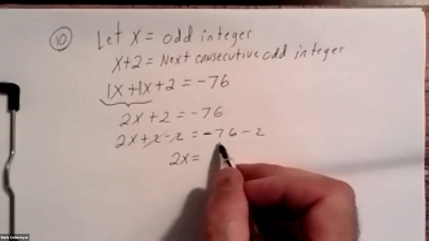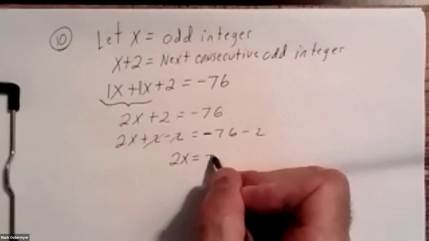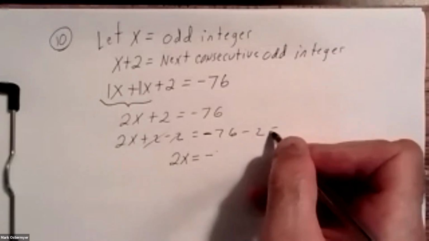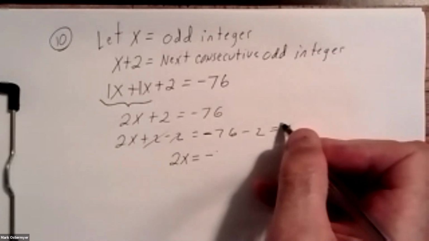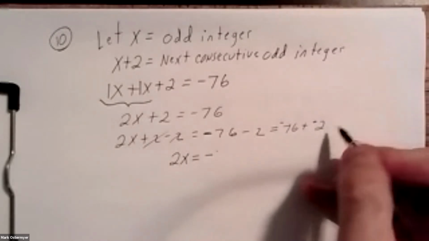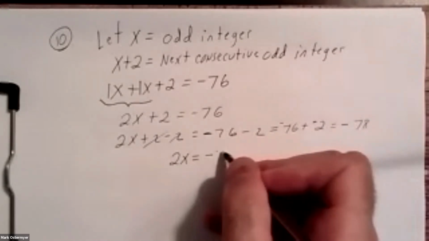What do these give us? Negative 76 subtract 2. Is it negative 74 or 78? Well, no, hold on. Subtraction's the same thing as what? Adding the opposite, correct? What's a negative plus a negative? Oh, negative 78. And we add, so it'd be negative 78.